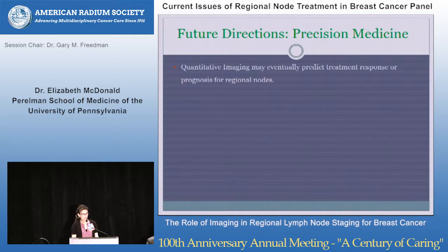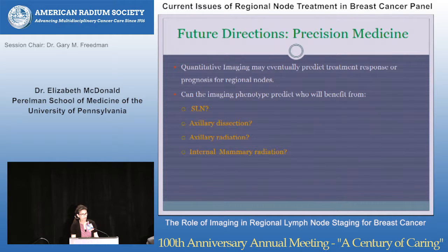So future directions, how can imaging help us? Quantitative imaging may eventually be used to predict treatment response or prognosis for regional nodes. Possibly in the future, imaging phenotype could predict who would benefit from sentinel lymph node, axillary dissection, axillary radiation, internal mammary radiation. We've discussed this, that's that current trial. We've discussed this, possibly using imaging for patient selection.